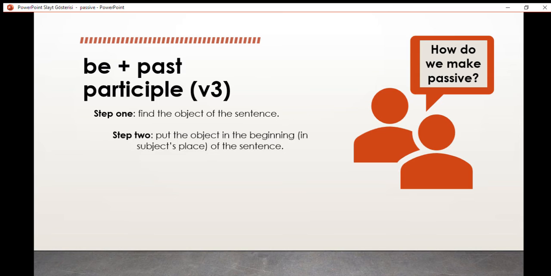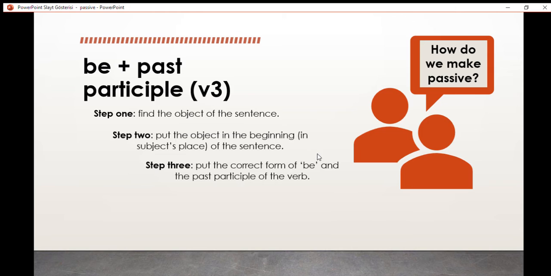In an active sentence, subject is in the beginning. That's why here we say in subject's place. It's because the beginning of the sentence is the place for the subject in an active sentence. Step 3, we put the correct form of be and the past participle, third form of the verb.